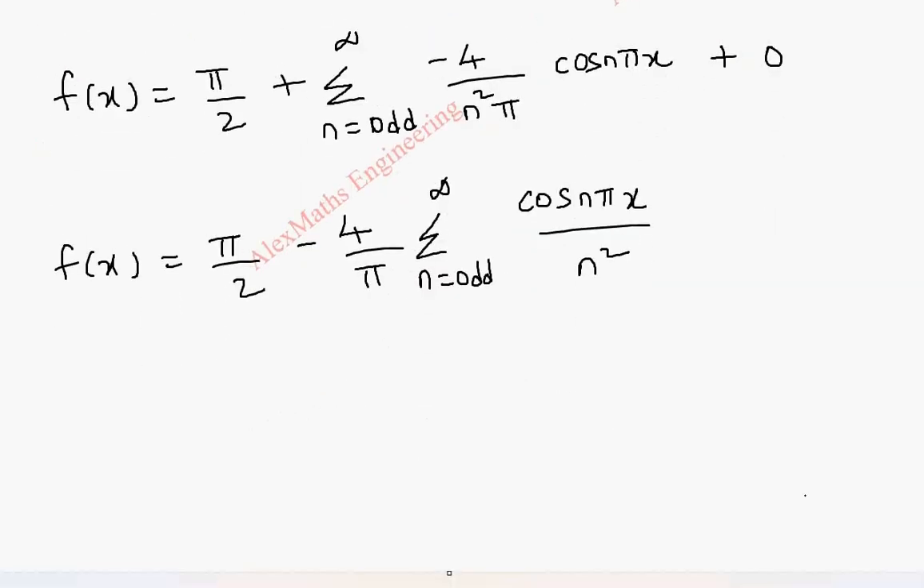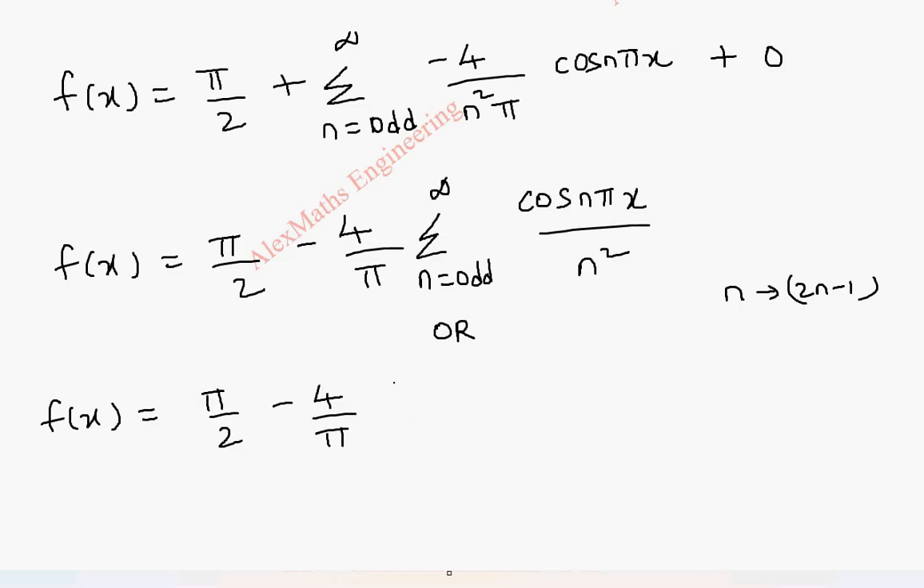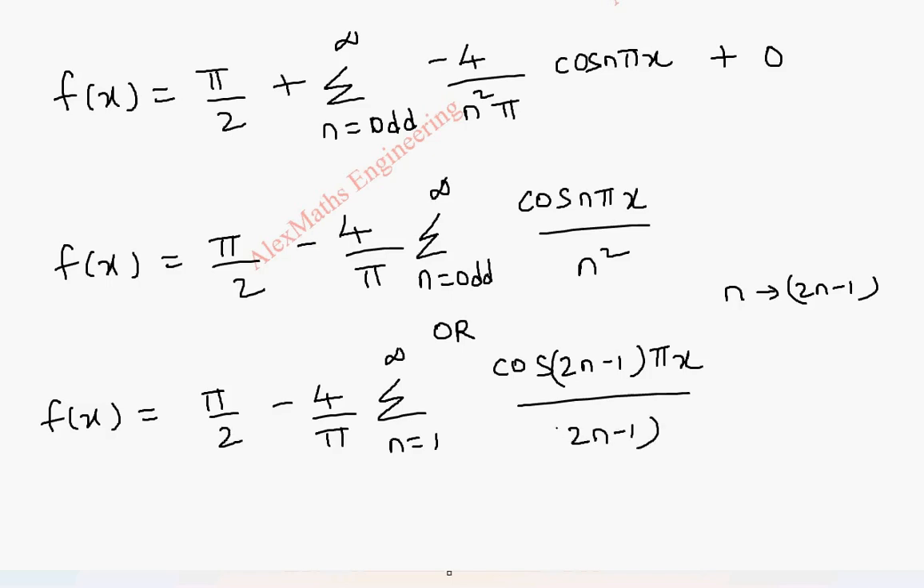Suppose we can leave the answer like this, or we can change n as 2n minus 1. So 2n minus 1 is an odd term. So f of x becomes pi by 2 minus 4 by pi summation. Now we can write n is from 1 to infinity, and cos, in place of n we have to put 2n minus 1 into pi x by 2n minus 1 whole square.